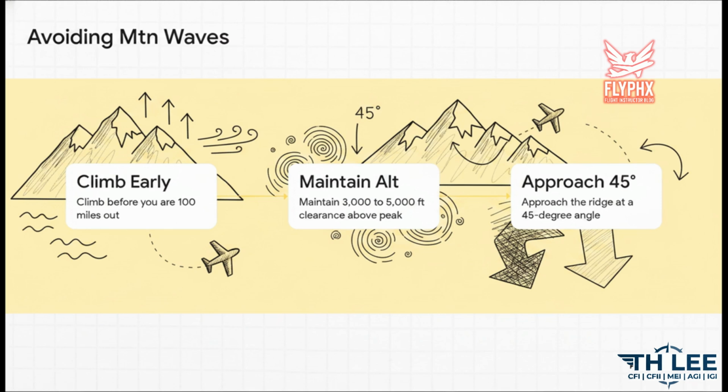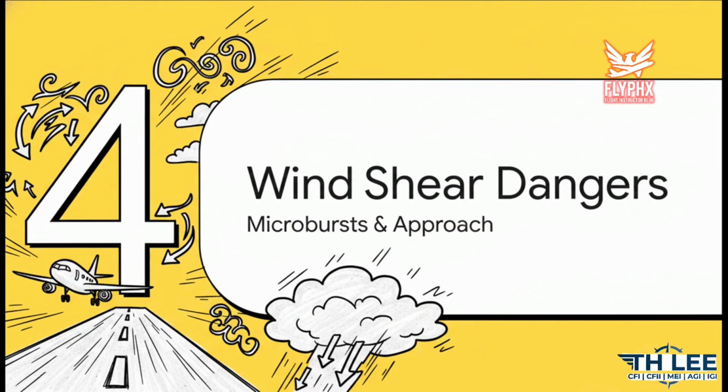And finally, always approach the ridge at a 45-degree angle. That last part is absolutely vital because it permits a safer escape route if the downdrafts suddenly become too severe for your plane to outclimb. Always leave yourself an out. That brings us to Section 4, Wind Shear and Microbursts, the localized approach dangers.